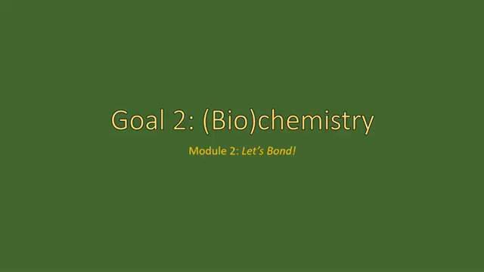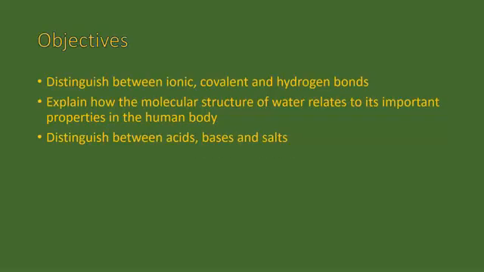Let's talk about bonding. This module, the second one for Goal 2, will cover the basics of bonding and how that bonding contributes to the qualities of water and the differences between acids, bases, and salts. The objectives are to distinguish between ionic, covalent, and hydrogen bonds, explain how the molecular structure of water relates to its important properties in the human body, and distinguish between acids, bases, and salts.